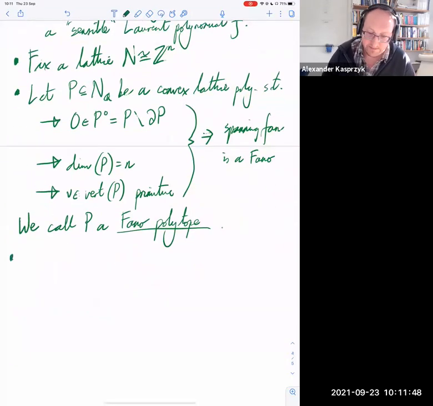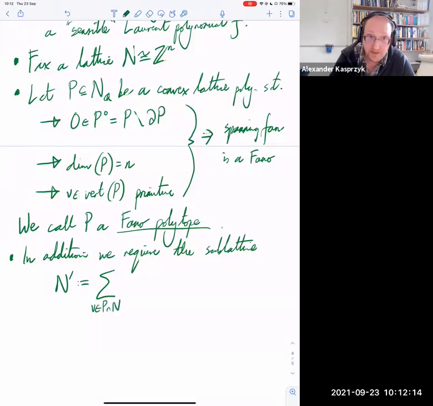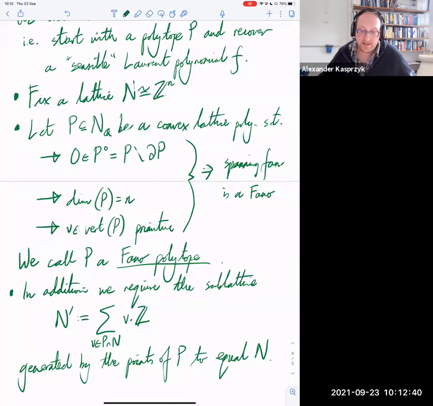But I'm going to require one additional assumption. So in addition, we require the sublattice N prime, which is generated by the points of the polytope, to be equal to the ambient lattice N. Okay, so the polytope mustn't span a sublattice.